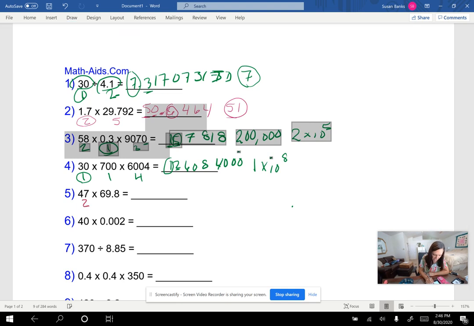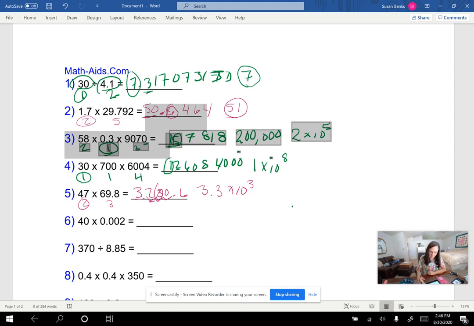I got 2 digits here. I've got 3 digits here, so I can only report 2. So let's see what my calculator says. 47 times 69.8. I have 3,280.6. So if I look at just the first 2 digits, that 8 tells me to round up. So I'm going to report this as 3.3 times 10 to the third power.